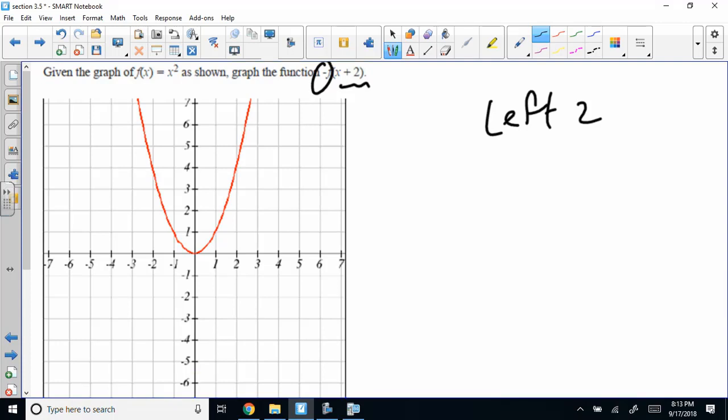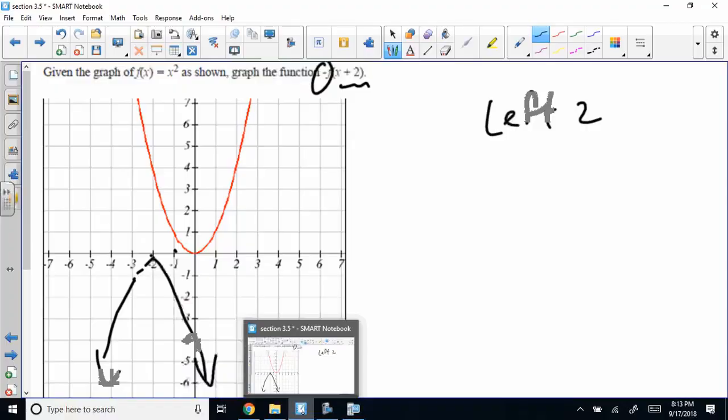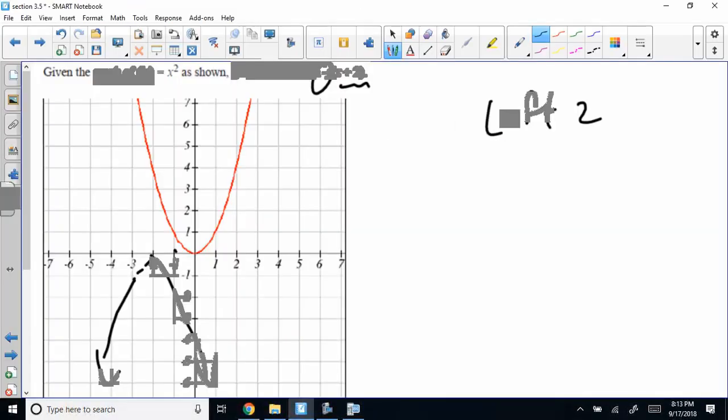Now, what does this negative do? It'd be a vertical flip, would it not? Correct? So instead of opening up, it's opening which way? Down. So it's going left 2, 1, 2, and now it's doing what? Yeah, it's going like that, right? Reflecting over the x-axis, right? All right. Questions?